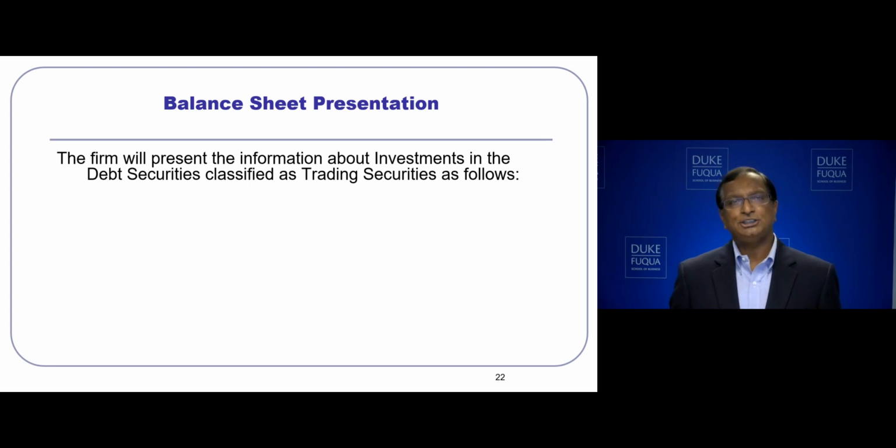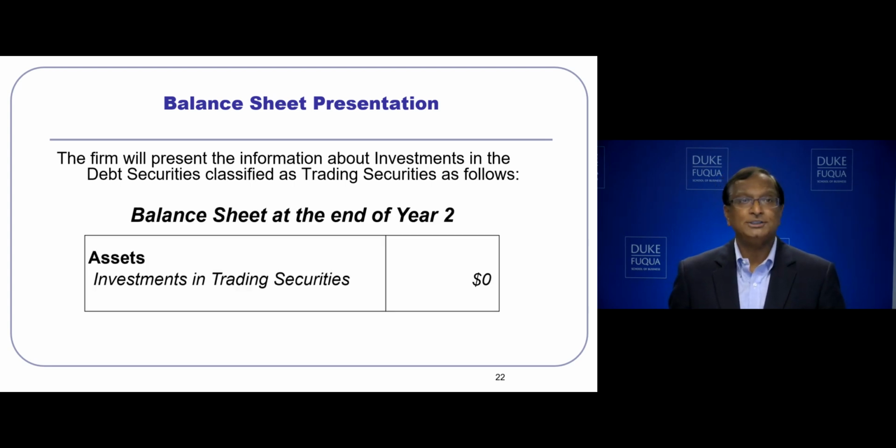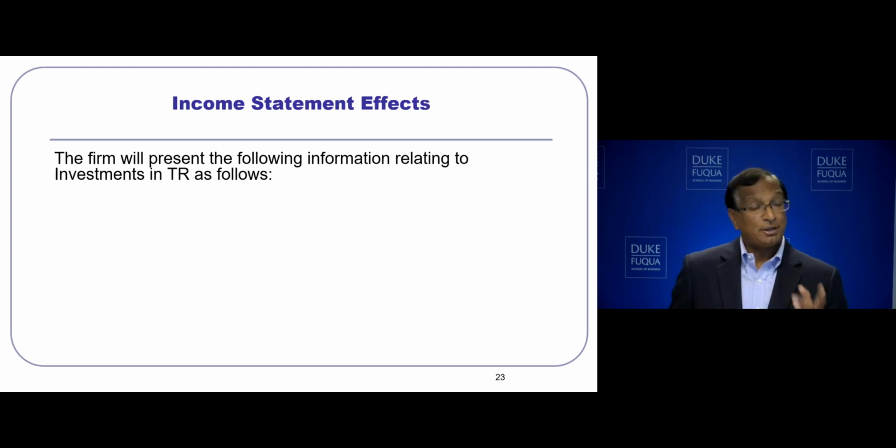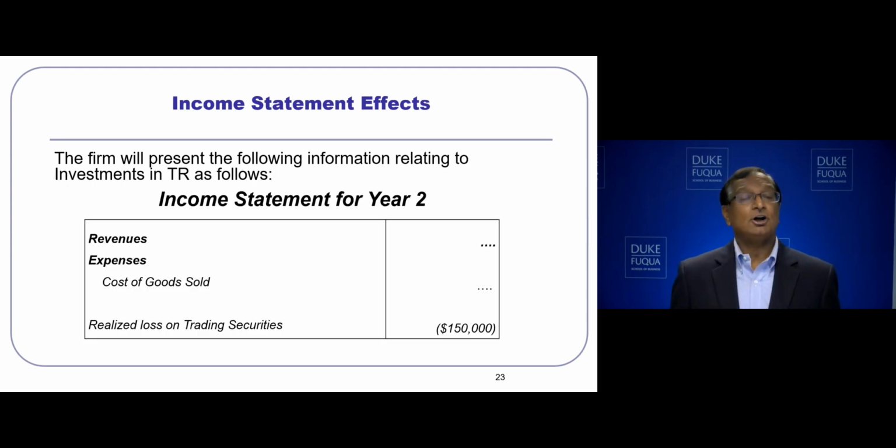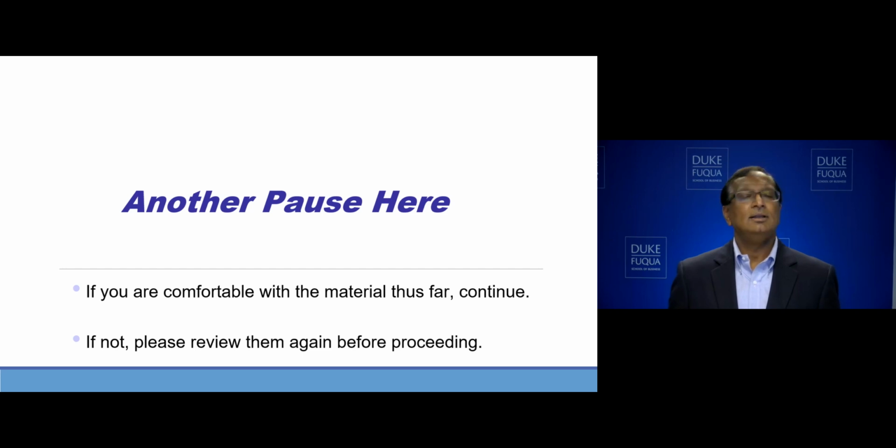Now let's look at the balance sheet presentation. On the balance sheet, no surprise, there is no investments in trading securities. It goes to zero. But on the income statement, we have a realized loss on trading securities, which is $150,000. Let's pause again here because this is slightly different from what we encountered with HTM. And if you're comfortable, continue. If not, review them again before proceeding.